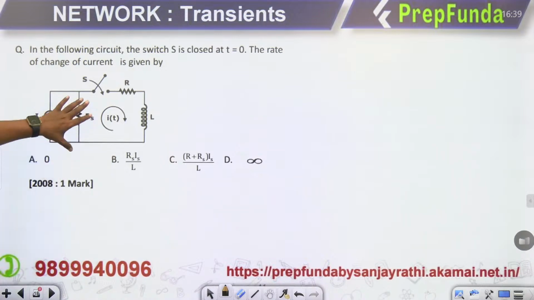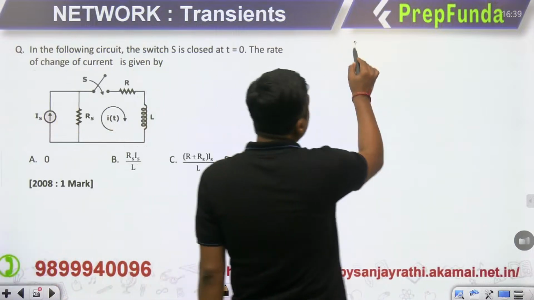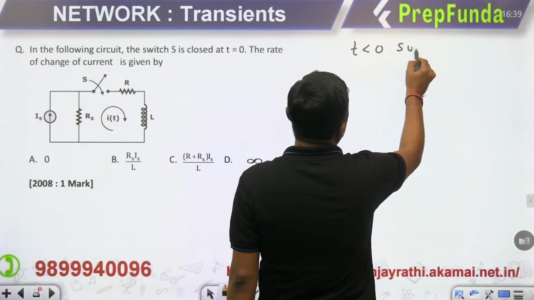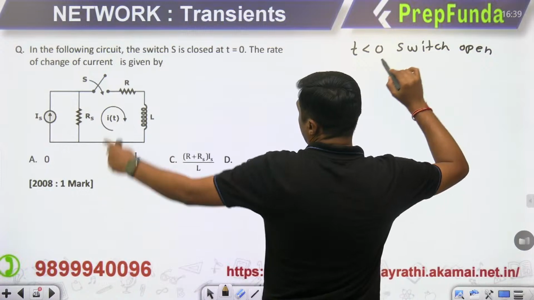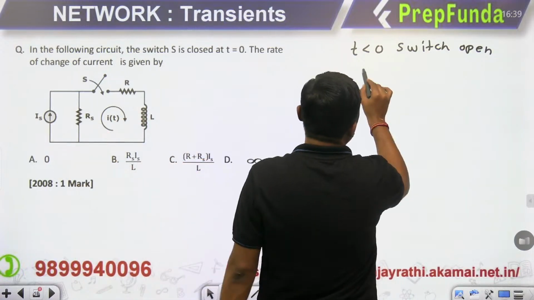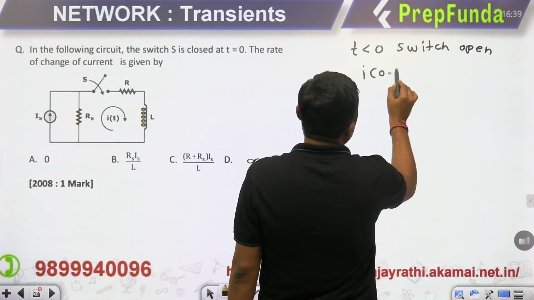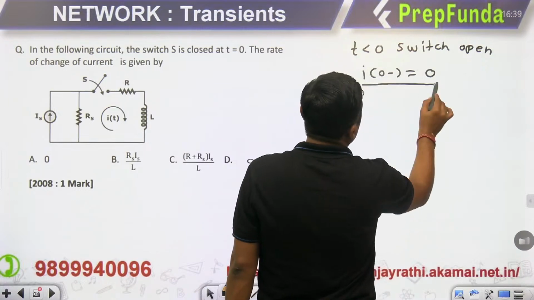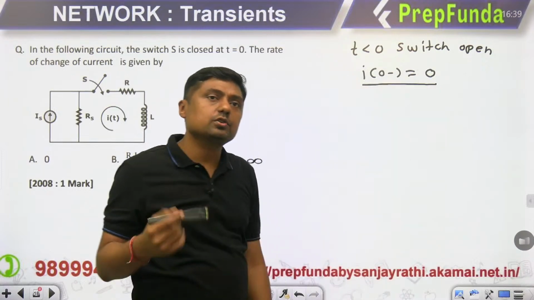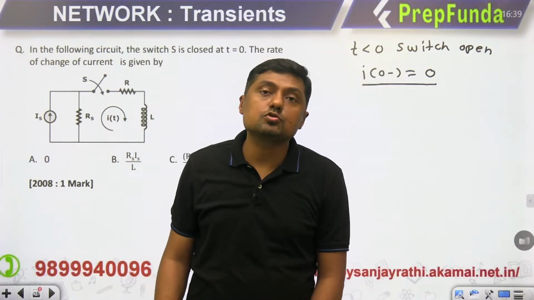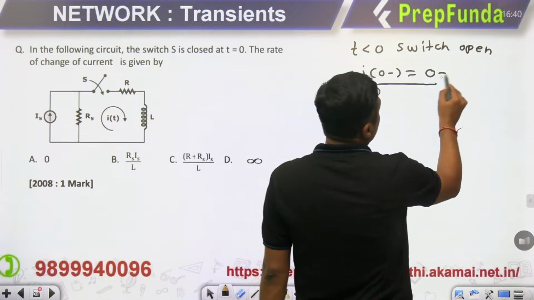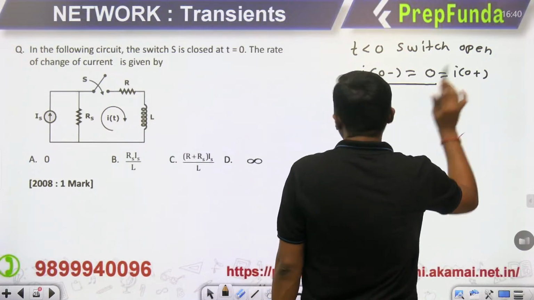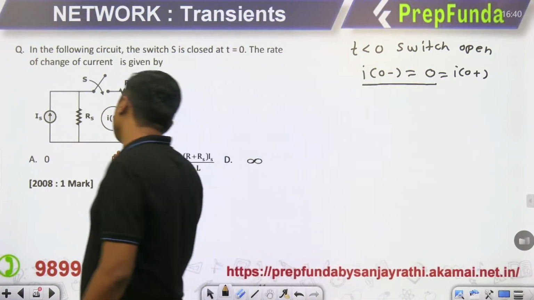Watch it carefully, guys. For t less than 0, what about the switch? Switch is open. When the switch is open, what is the current through the inductor? 0. And that's why I(0 negative) is 0. I(0 negative) means initial current through the inductor is 0. An inductor does not allow sudden change of current. So I(0 negative) is equal to 0, which is equal to what? I(0 positive). Inductor does not allow sudden change of current.